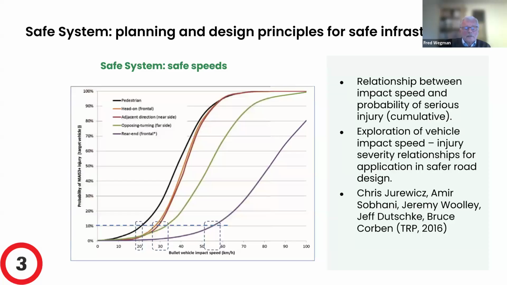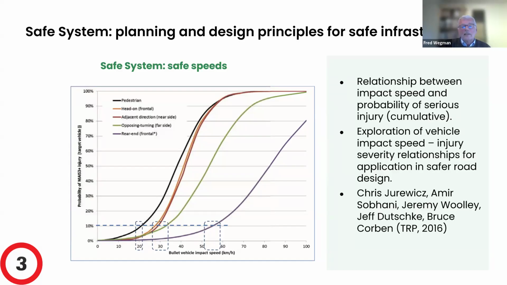A critical graph in the safe system approach is this graph, and perhaps you have seen this one before. Have a look at that. Here you see different crash types in different colors, and this is a cumulative curve where we relate the impact speed to the risk of being injured in a crash. And you see that at these high speeds, the risks are almost 100%, and that we have to go down to relatively low speeds in order to reduce the chance of being injured in the crash.